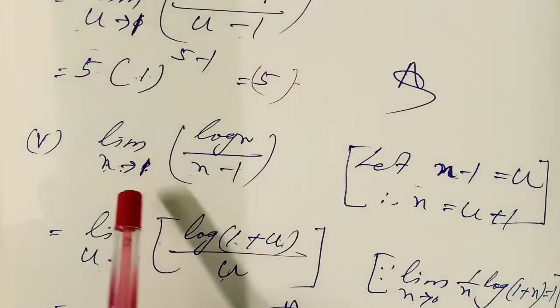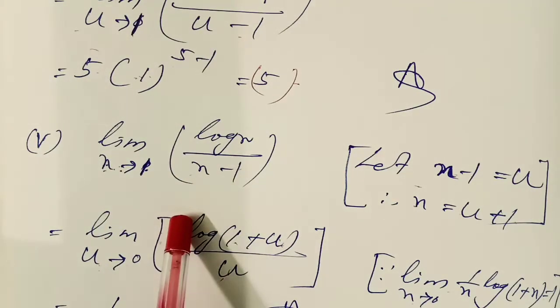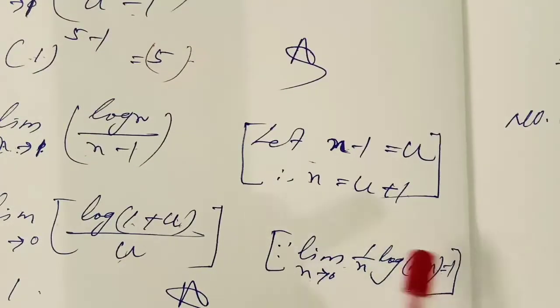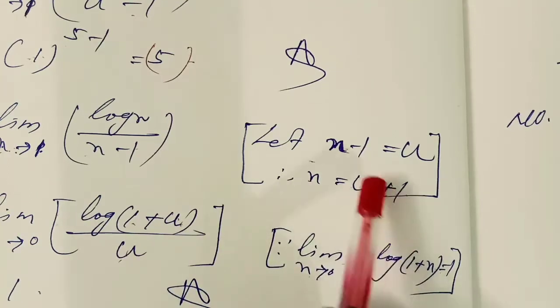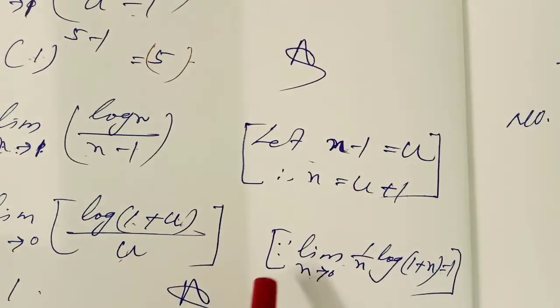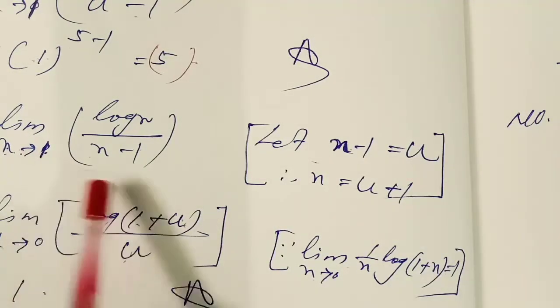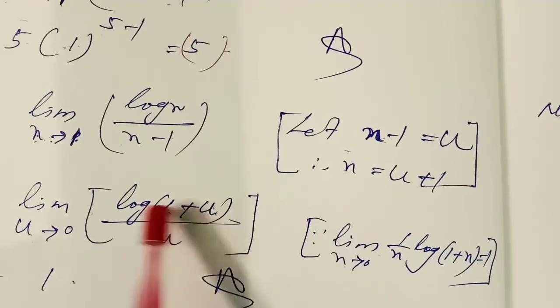Just see, limit x tends to 1, log x by x minus 1. You take x minus 1 as u. So what is the result for x? X is equal to u plus 1. Minus 1 we take as u, so x is u plus 1. If x tends to 1, given here limit x tends to 1, if I put x equal to 1 here, what will u be? 0.